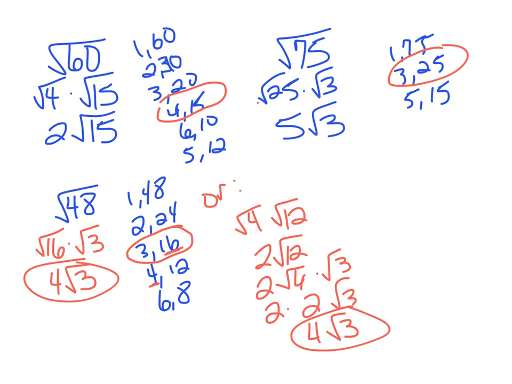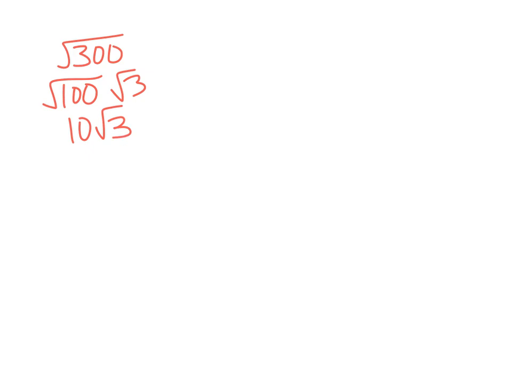Okay, so I'm going to show you just a couple more examples. I have the square root of 300. This is another one where you'd have several different things that could go in it. 4 is a factor, 25 is a factor, but the biggest one is 100. So I'd use 100 times 3. That would be 10 square roots of 3.